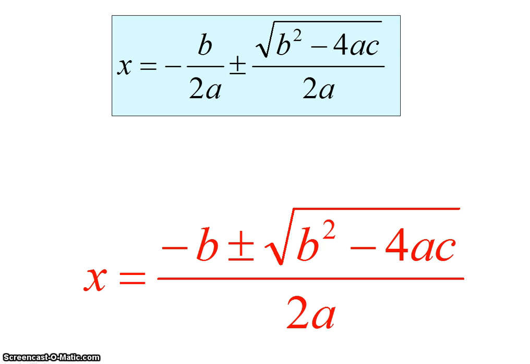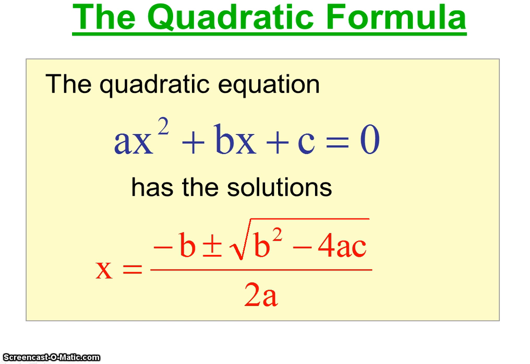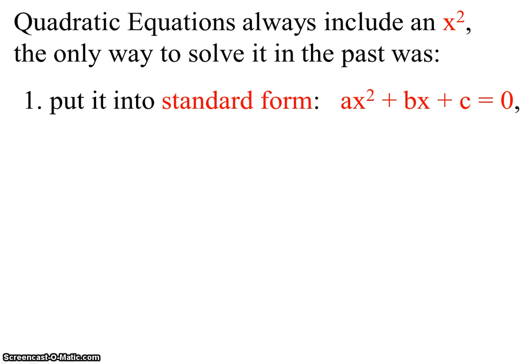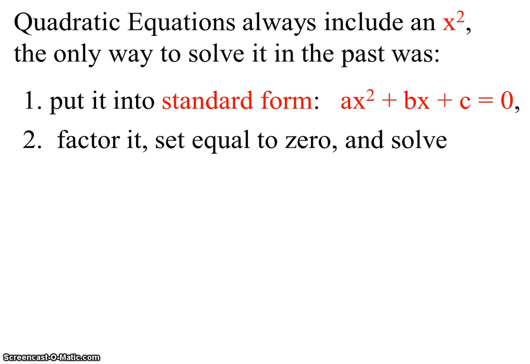So everything we have learned before about completing the square applies, and now we can use this quadratic formula for all problem solving for x. Okay, so this is where the notes begin, and this just says from standard form to quadratic formula where the values are coming from. If we are going to solve quadratic equations, always include an x squared. The only way to solve it in the past was we could put it into standard form, we could factor it, set it equal to 0, and then solve, or 3, we could complete the square. So in our past, those are the 3 things that we could have done.